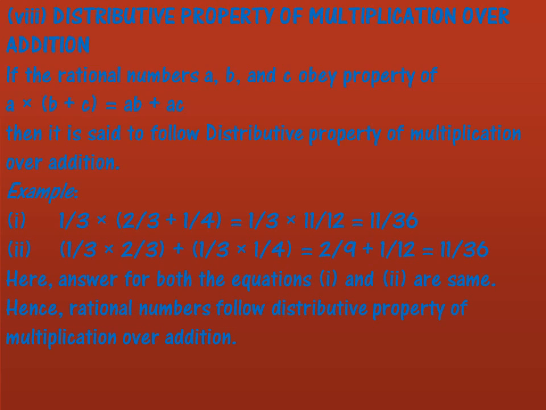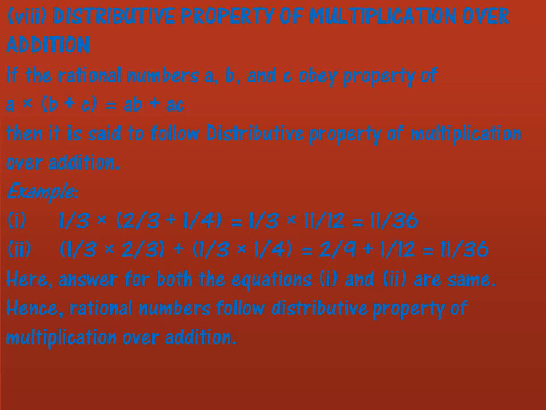Next property is distributive property of multiplication over addition. This property says that if there are three rational numbers and if they obey this rule, that is a into b plus c is equal to ab plus ac, then it is said to follow distributive property of multiplication over addition. For example, as you can see, there are three rational numbers and here a is 1 by 3, b is 2 by 3 and c is 1 by 4.